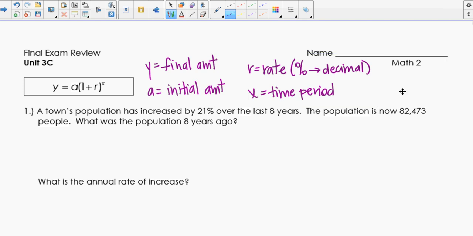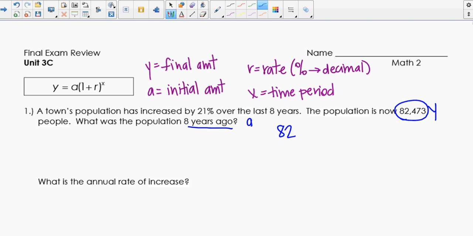So if you look at number 1, it says the town's population has increased by 21% over the last 8 years. The population is now 82,473 people. What was the population 8 years ago? Okay, so if you look at how the problem is written, it's increased by 21% over the last 8 years. So that means that when they're asking what the population was 8 years ago, this question is asking for the A value. So the population is now 82,000, that's your Y value.